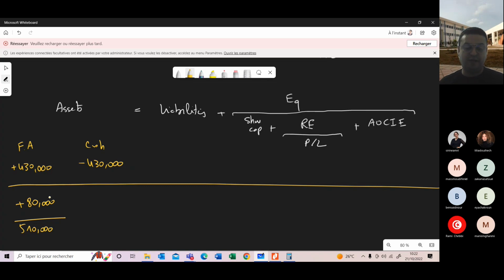Okay, and if you increase your asset by 80,000 using fair value through comprehensive income, you're going to increase your comprehensive income by 80,000.